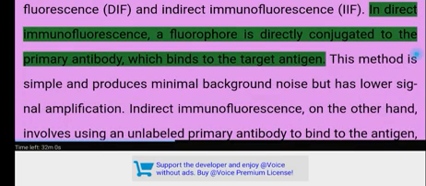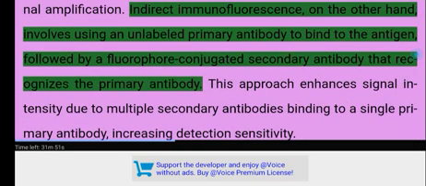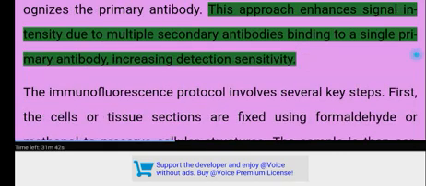In direct immunofluorescence, a fluorophore is directly conjugated to the primary antibody, which binds to the target antigen. This method is simple and produces minimal background noise but has lower signal amplification. Indirect immunofluorescence, on the other hand, involves using an unlabeled primary antibody to bind to the antigen, followed by a fluorophore conjugated secondary antibody that recognizes the primary antibody. This approach enhances signal intensity due to multiple secondary antibodies binding to a single primary antibody, increasing detection sensitivity.